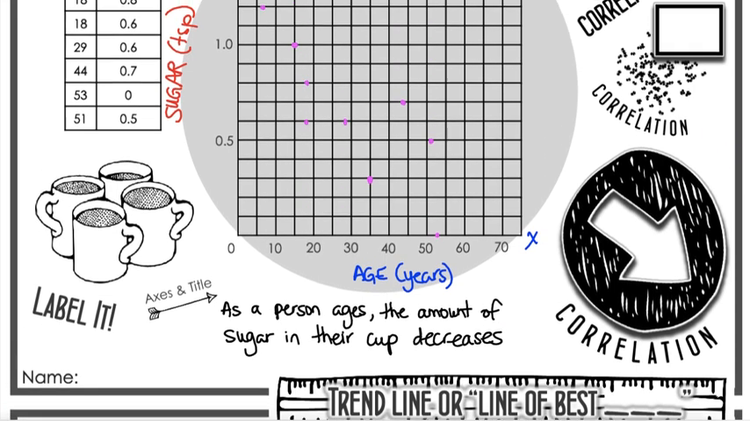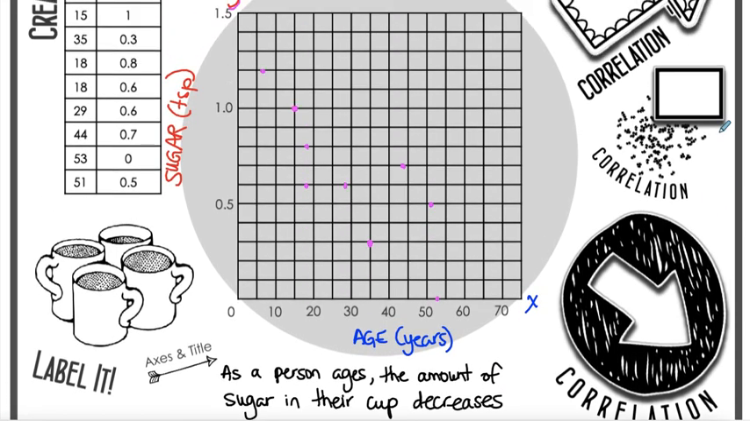Now, I can easily see this, rather than looking at the dots, by drawing something called our line of best fit or a trend line. I like to call it a line of best fit. That's what we're going to call it, but you might have heard it called a trend line. So how do I draw that trend line?